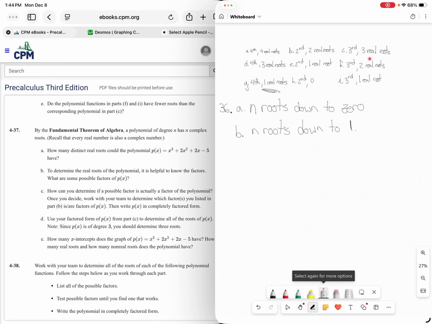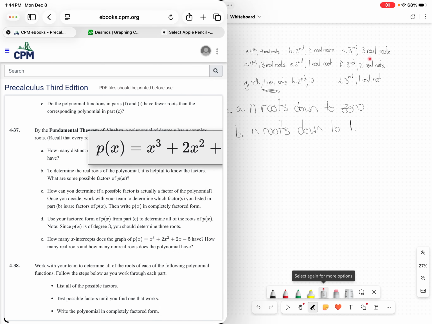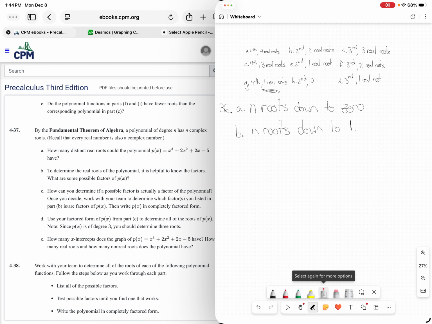Okay, so if we look at A in 37, how many distinct real roots could this polynomial have? Well, if you look, what's the degree? It's 3, largest exponent. So how many roots could it have? It could have 3, it could have 2, or it could have 1. Well, coach, why not 0? Okay, well, again, it's odd, and we've established that an odd has to cross at least 1 time. So we're going to see 1 real root at least.